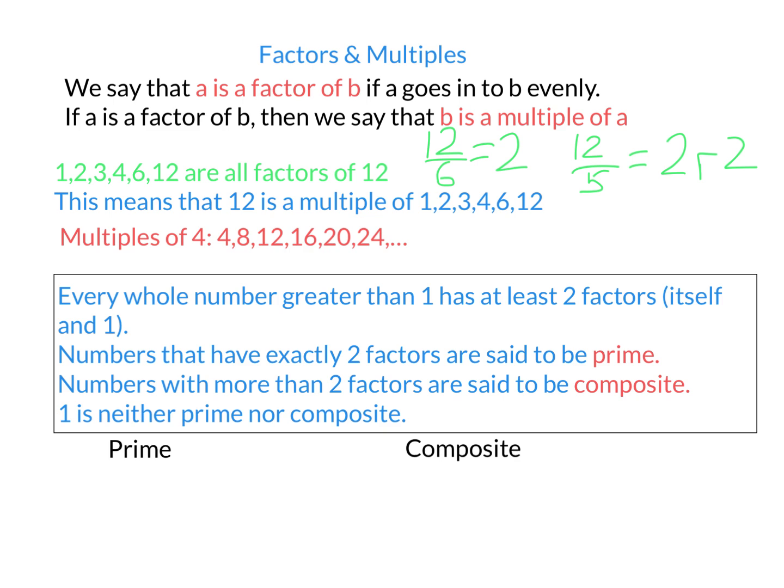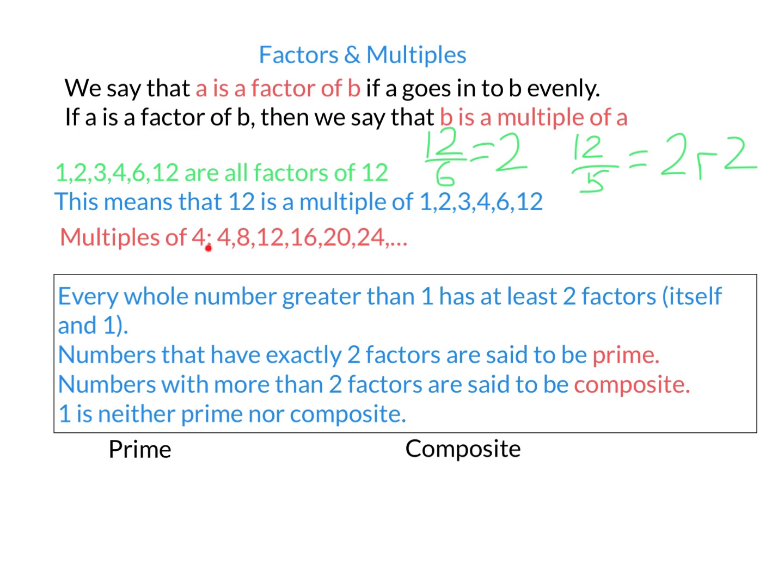Factors of a number must be less than or equal to that number. Note that all the factors of 12 are 12 or below. You can't have a number higher than 12 being a factor of 12. Multiples, on the other hand, are larger. So factors of a number are smaller, multiples of a number are larger. So 12 is a multiple of all of these numbers because each of these is a factor of 12.